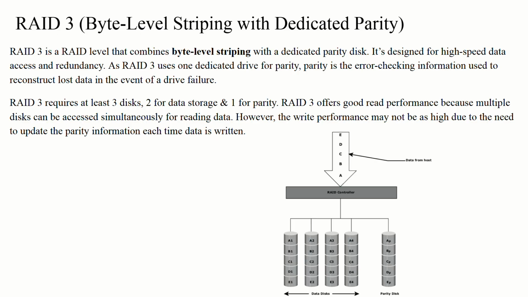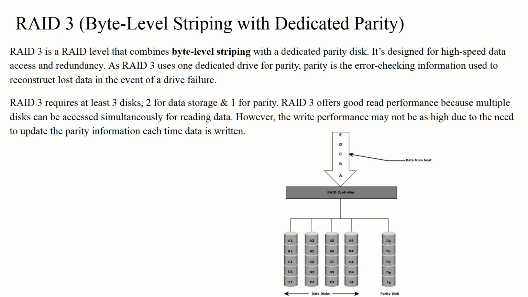Here, instead of splitting the data at the block level, we are splitting the data at the byte level. So you know what a byte is. One byte is 8 bits, a very small unit of data compared to a block level. So we are storing a very small unit of data in a particular location, and it also has a dedicated parity.